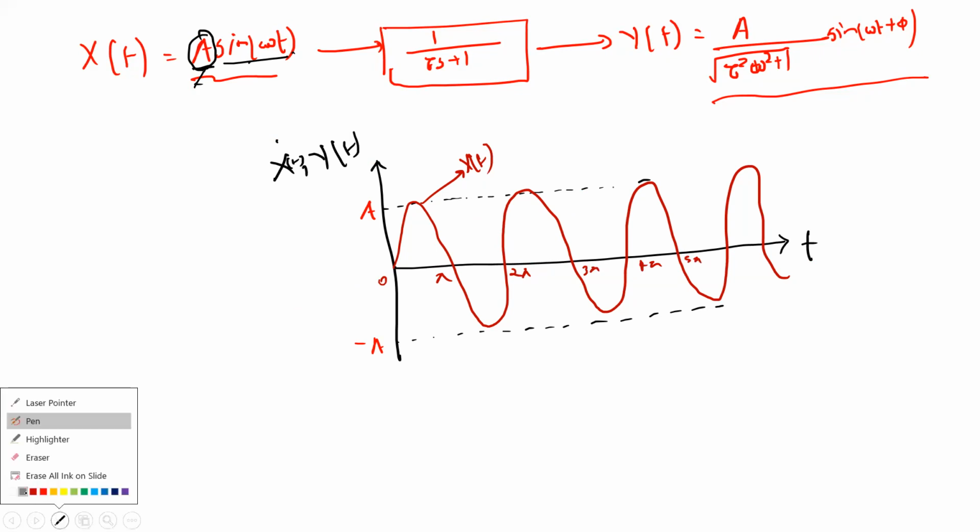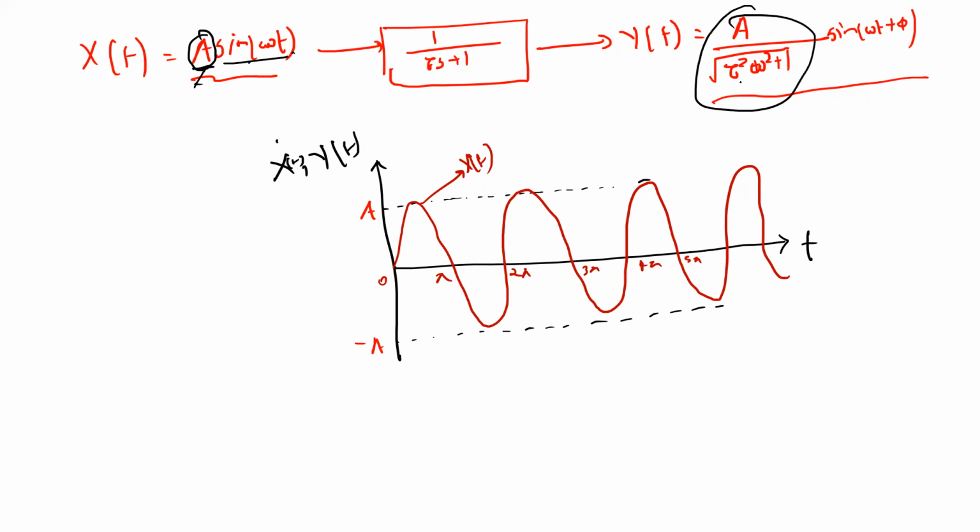But now just tell me one thing. This one is your output. Since tau is positive, omega is positive, and 1 is positive, all this denominator is positive, and I am dividing A by the denominator. So the overall amplitude will decrease. Definitely this will go like something in this way. Your output amplitude will be less compared to your input amplitude.